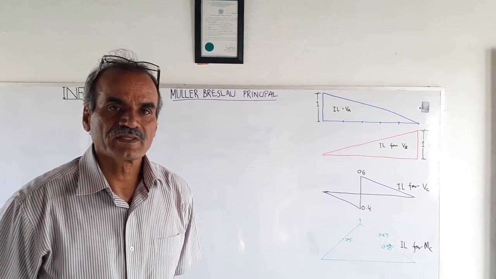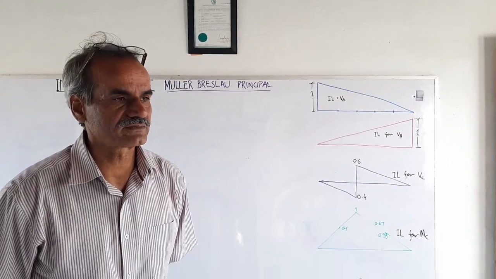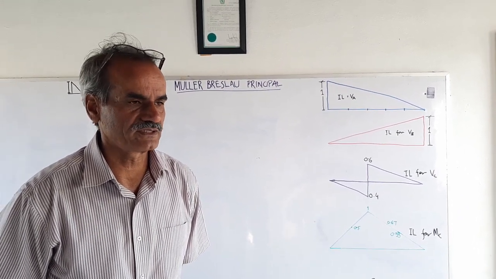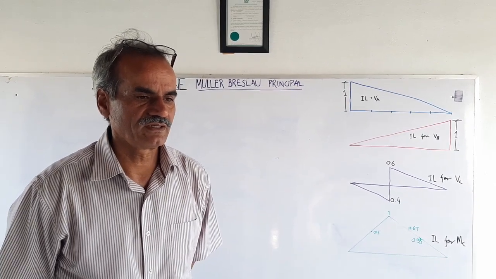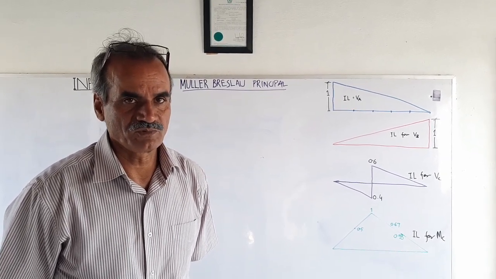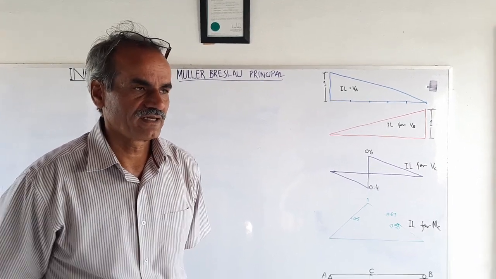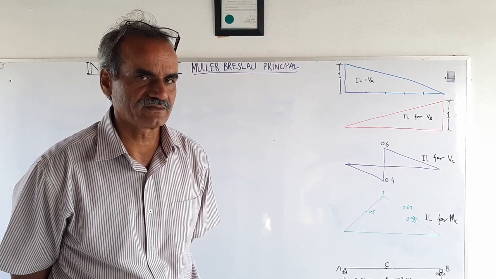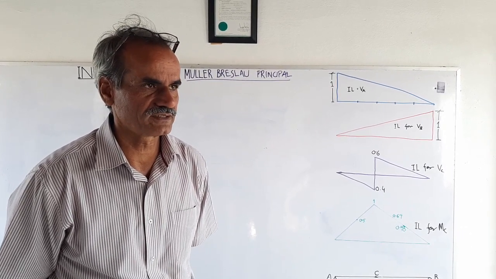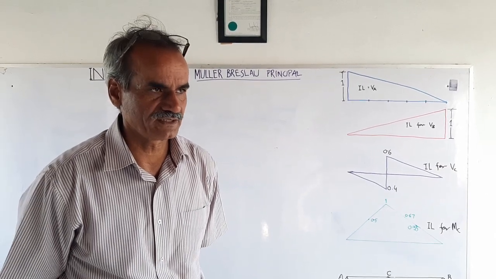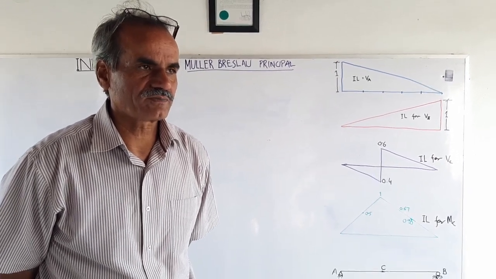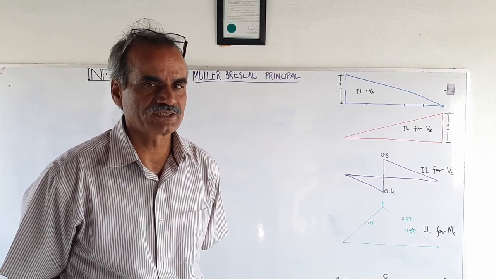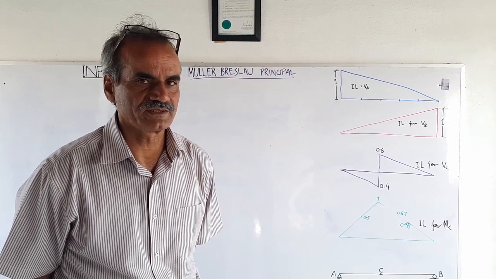Muller was a German researcher, scientist, and engineer, and Breslau was the name of his city. So he introduced his city as well: the Muller-Breslau principle. According to this principle, it is very simple and very conceptual. You just have to pay attention initially to understand it. Now, any response function is the outcome of a restriction, the outcome of an action.